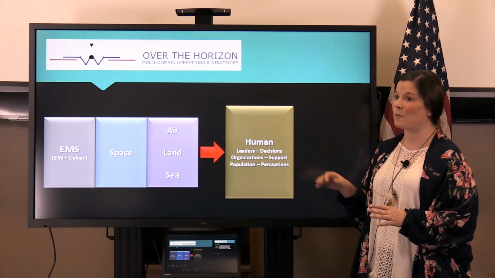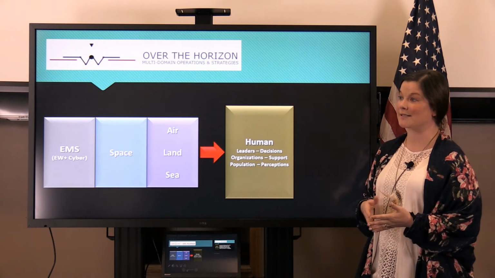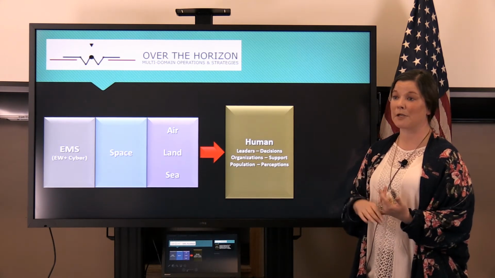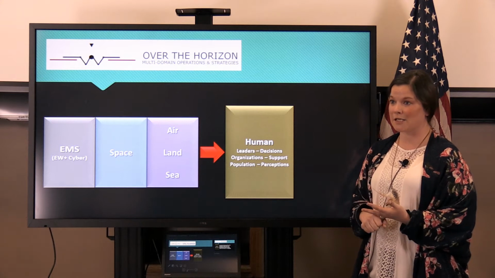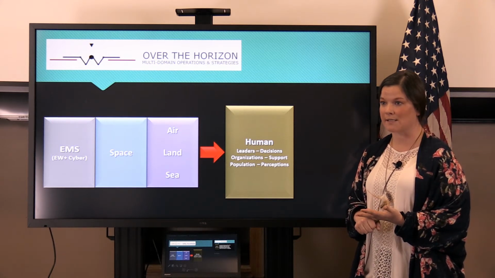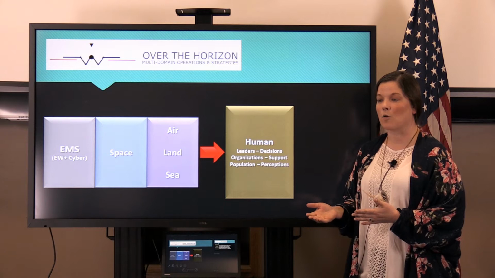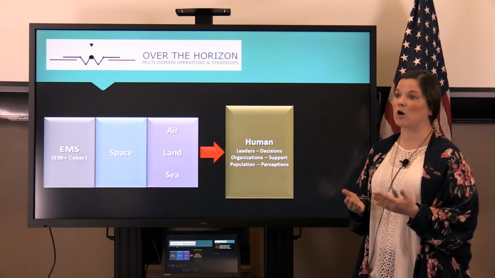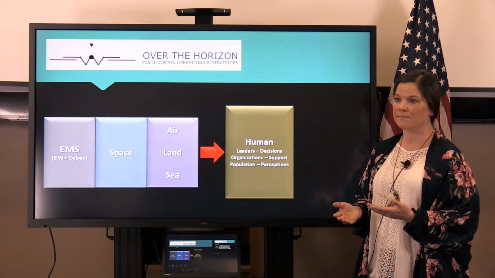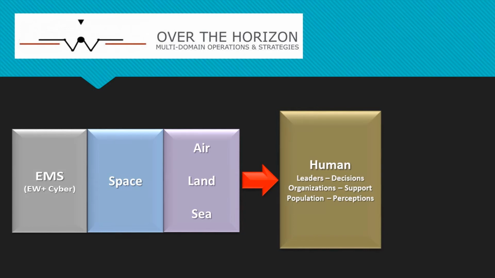It's the domain where humans are making the decisions that affect all the other domains. Putting boots on the ground, contesting territorial waters, contesting airspace, attacking a satellite, or cutting off communications. These are all decisions made in the human domain. As you can see here, we break down the human domain between leaders, organizations, and populations. So let's get more into that.